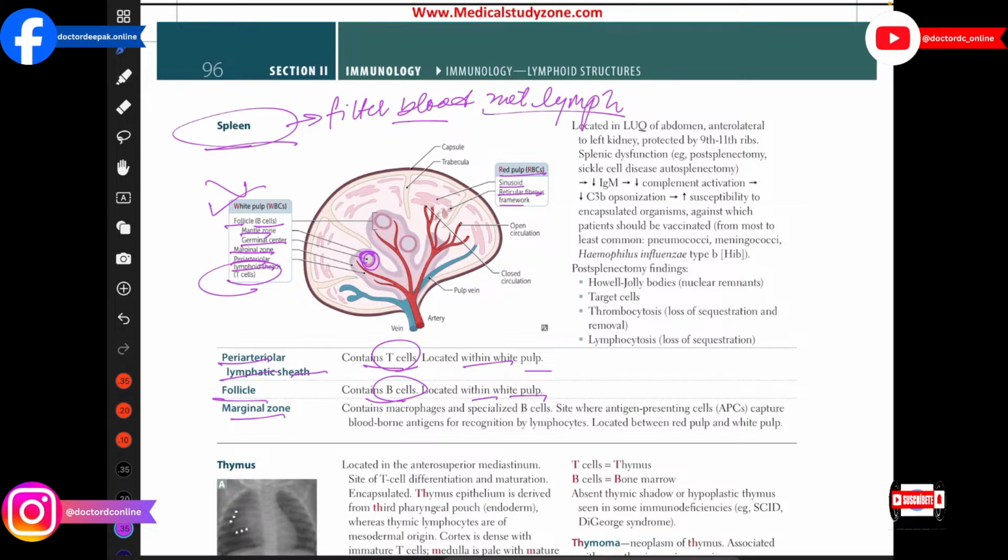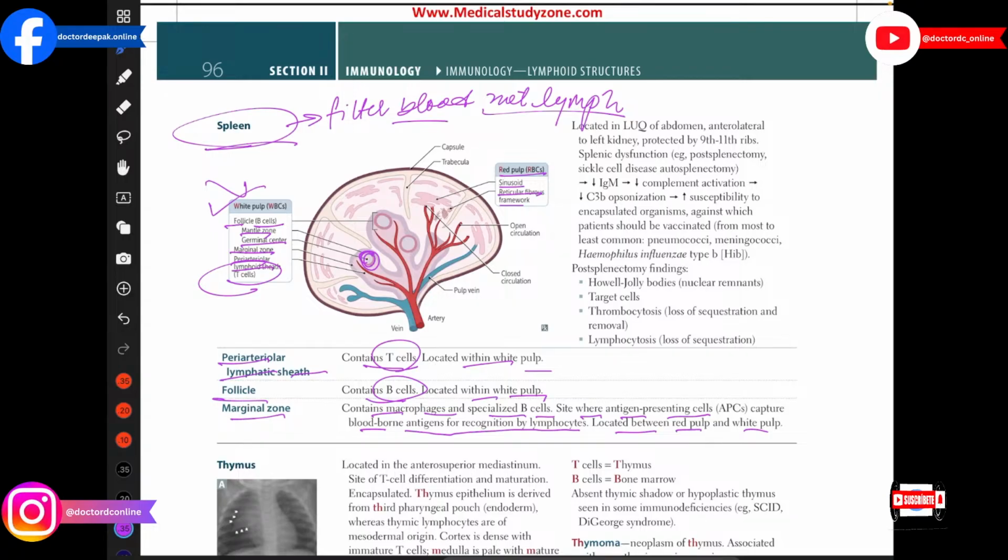And the marginal zone, what does it do? It contains macrophages and specialized B cells. It is the site where antigen-presenting cells capture blood-borne antigen for recognition by the lymphocytes, and it is located between the red pulp and white pulp.